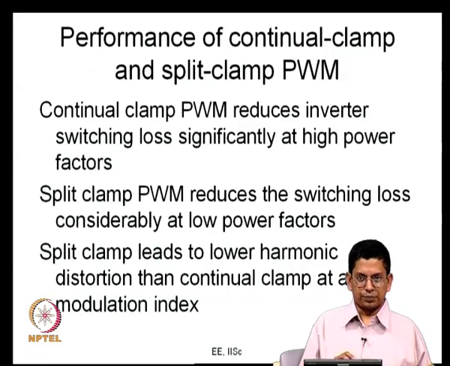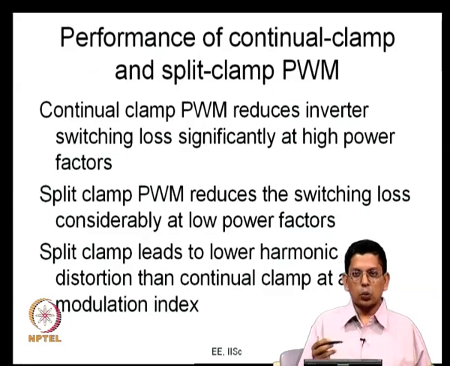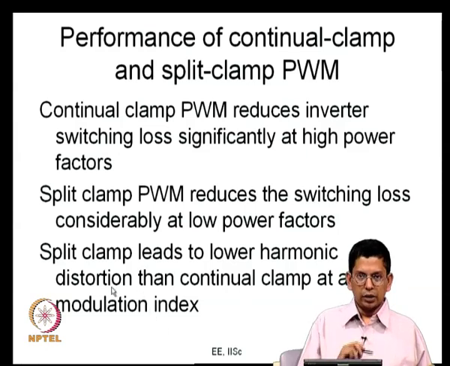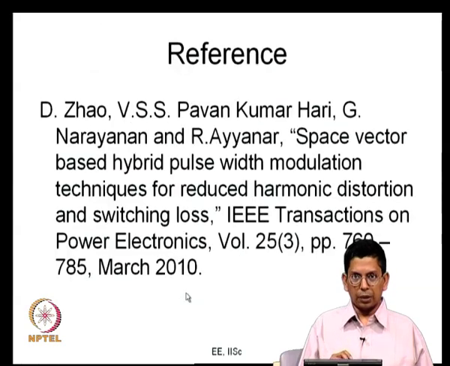Nevertheless, this is a fact. I am hoping that at a later date, after we have discussed space vector based PWM and after we have discussed how to evaluate line current ripple etc., we would be able to revisit this question and understand why split clamp PWM leads to lower distortion than continuous clamp PWM.